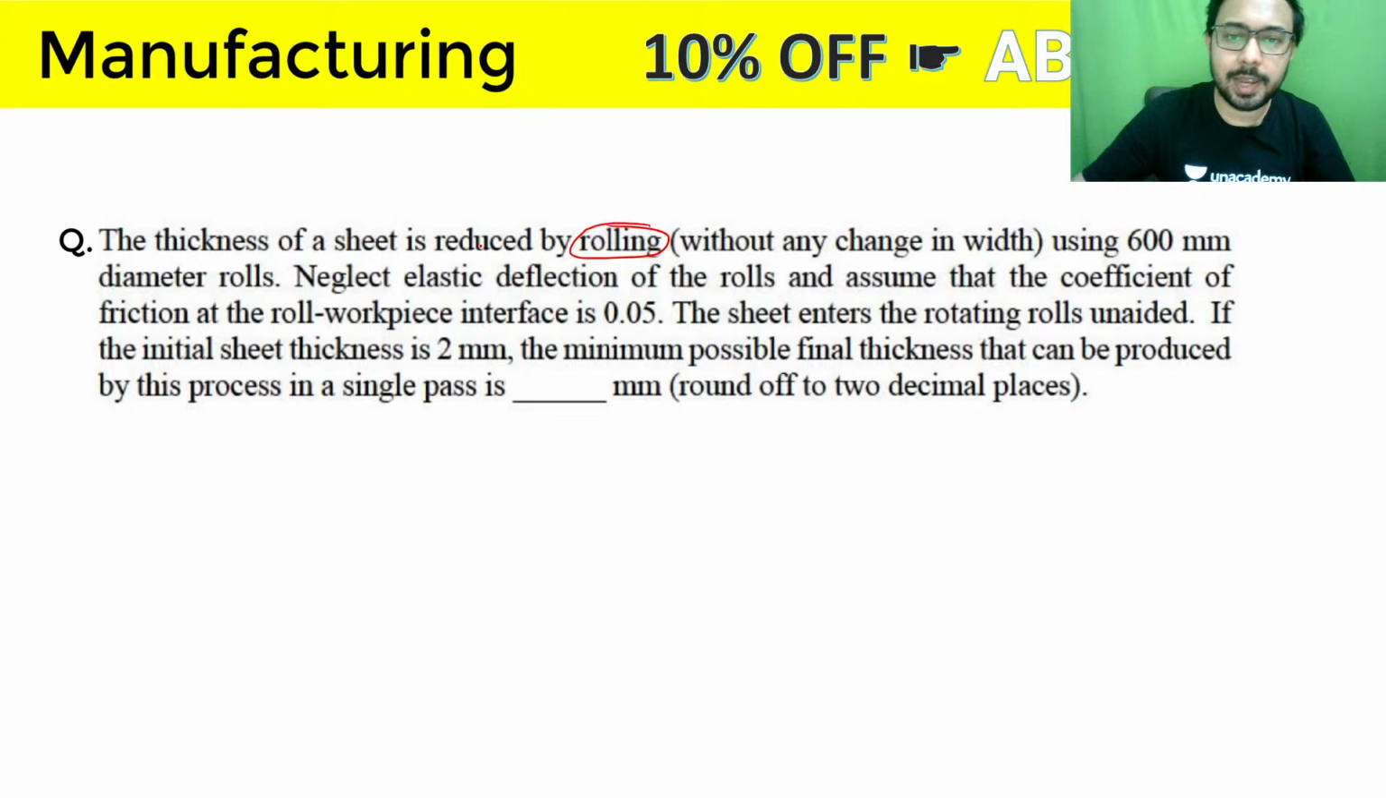We have to neglect the elastic deflection of rolls and assume the coefficient of friction at the roll-workpiece interface is 0.05. So mu is to be assumed as 0.05. The sheet enters the rollers unaided. So what does this line represent? Let's discuss that.